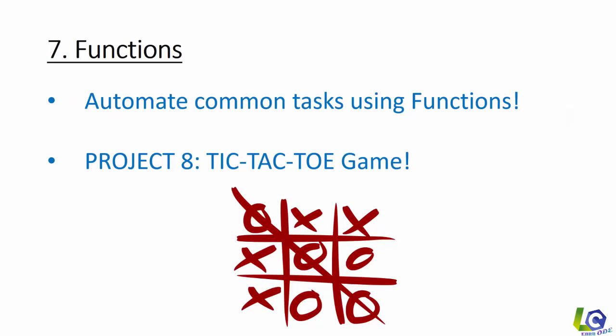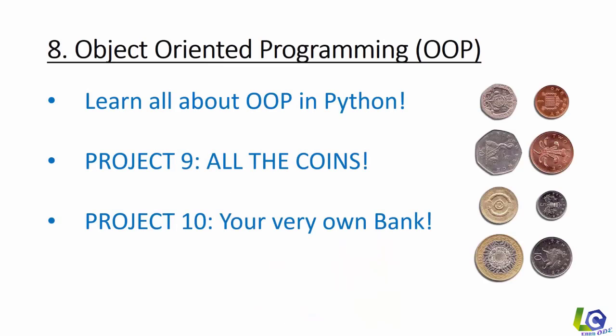After that, we're going to learn about creating functions in Python. Functions are ridiculously useful, and we're going to use them to create a game of tic-tac-toe, or 3 in a row, or XO, or whatever you want to call it. You've definitely played it. Then finally, we're going to learn about object-oriented programming, or OOP, in Python. You'll learn all about classes and objects, and use this information to create a set of coins, and even your own bank. Now if that all sounds like fun, then I won't keep you waiting any longer. Let's get you all set up and running with Python.